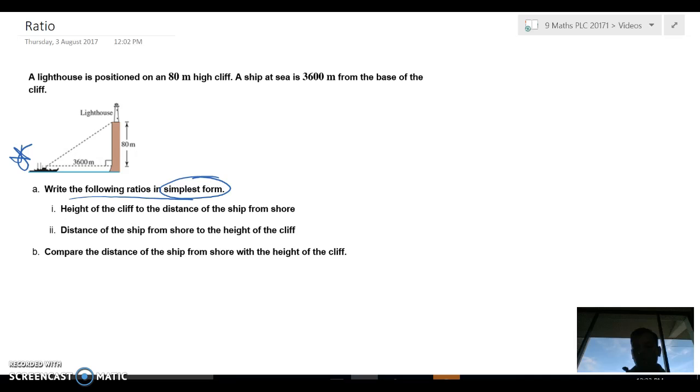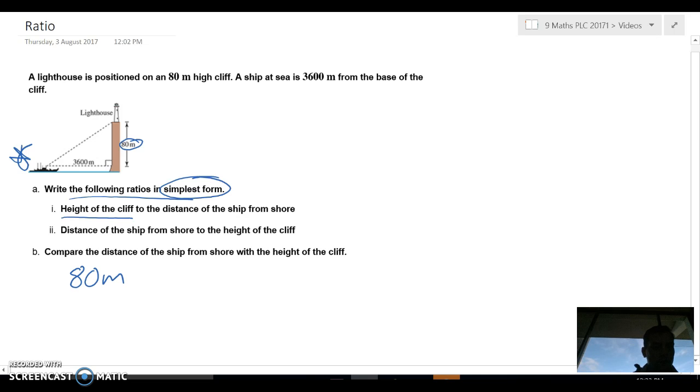So one of the things that's really important with our ratios is that we put our sequence of numbers in the correct order. So first thing we're going to do is just have a look at this in terms of the height of the cliff. So first thing we can do is just write the height of the cliff, which we can see here is 80 metres. And we're comparing that to the distance of the ship from the shore. So that's 3,600.